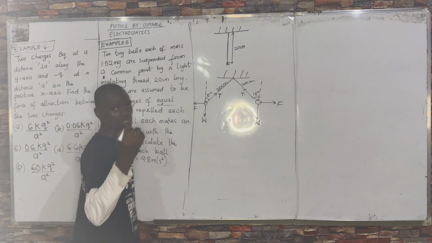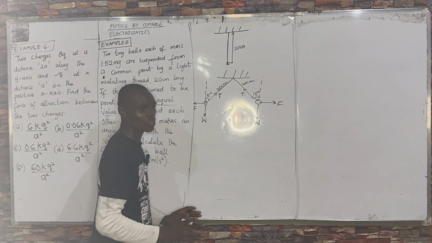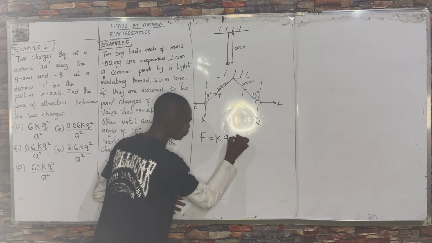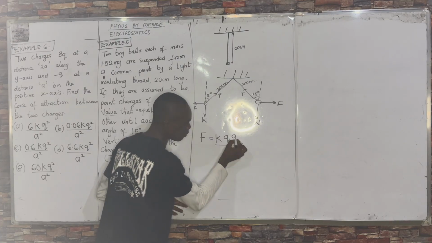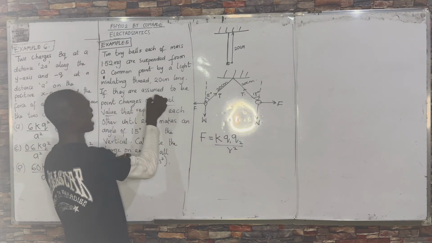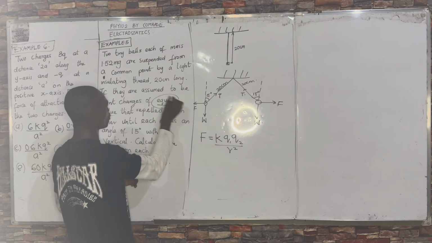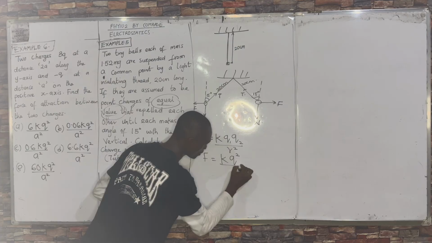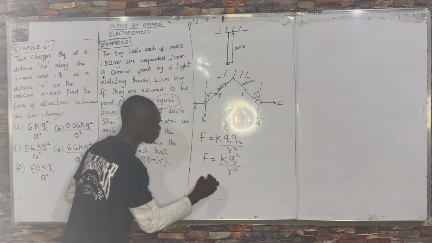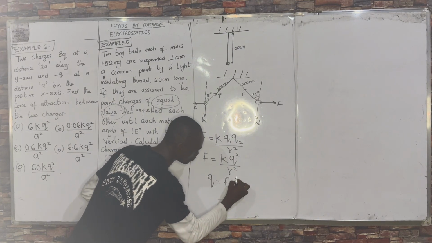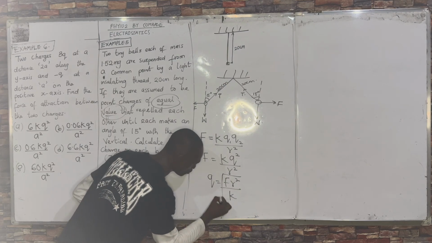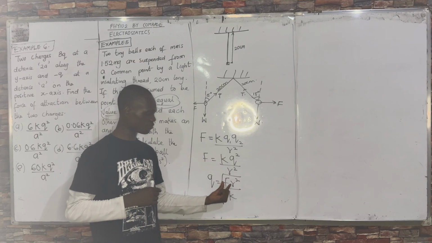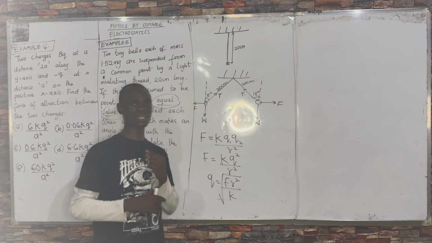Now, they ask us to calculate the charge on each ball. First of all, according to Coulomb's law, F equals K Q1 Q2 over R squared. But Q1 and Q2 are the same because they are identical charges of equal value. So F equals KQ squared over R squared. If I make Q the subject of the formula, Q equals the square root of FR squared over K. It means that to get Q, you must know the force and the distance.